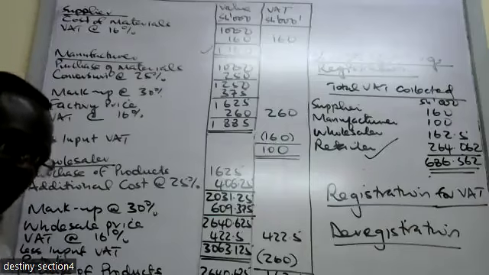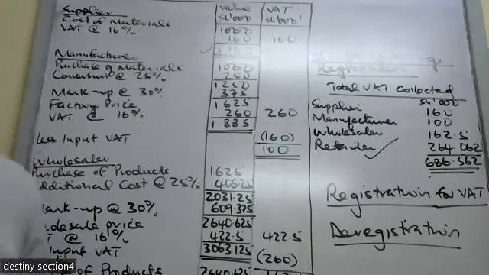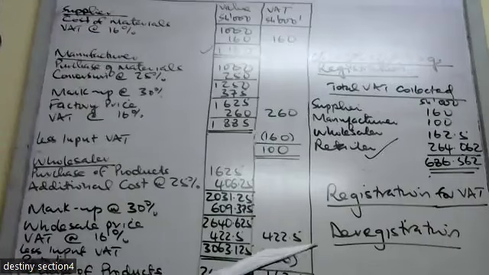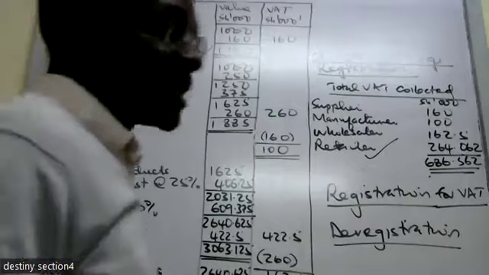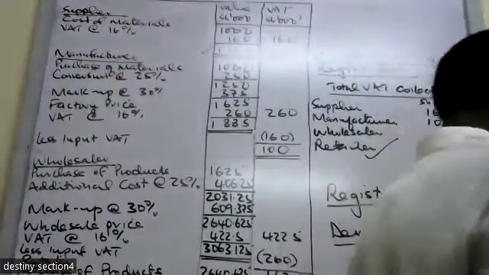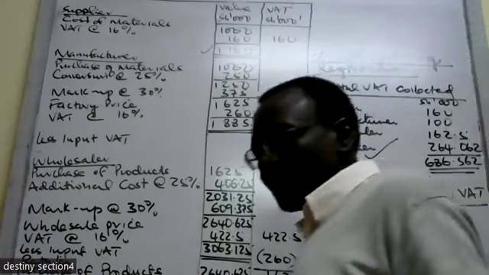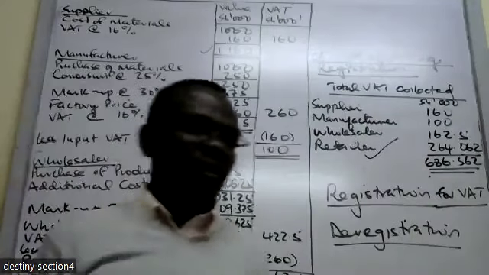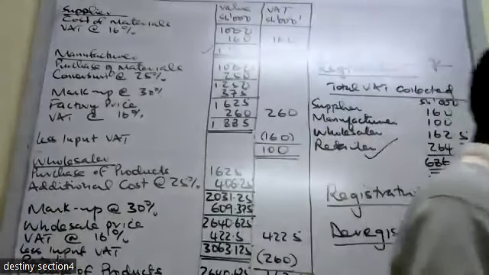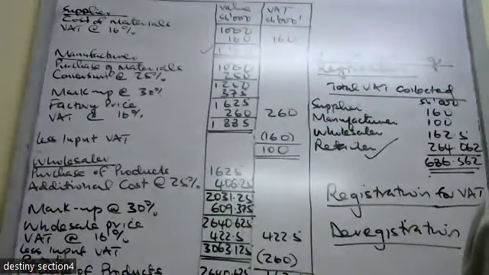A registered person is required to notify details to the commissioner within 14 days of the following changes.